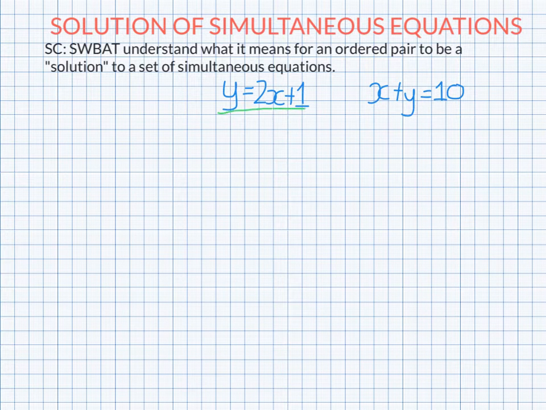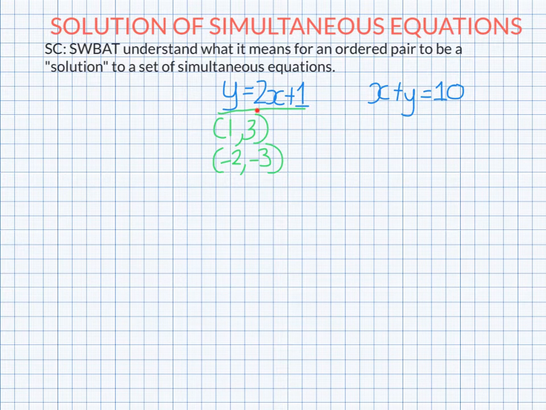Let's start with this one here, y equals 2x plus 1. A solution is an ordered pair, a set of x and y values. For example, the ordered pair (1, 3) is a solution to this equation, because if you substitute x equals 1 and y equals 3 into this equation, you get a true statement. Similarly, a solution to this would be (-2, -3). If you substitute x equals -2 and y equals -3, that makes this a true statement. So it's an ordered pair. We always have the x value first and the y value second.